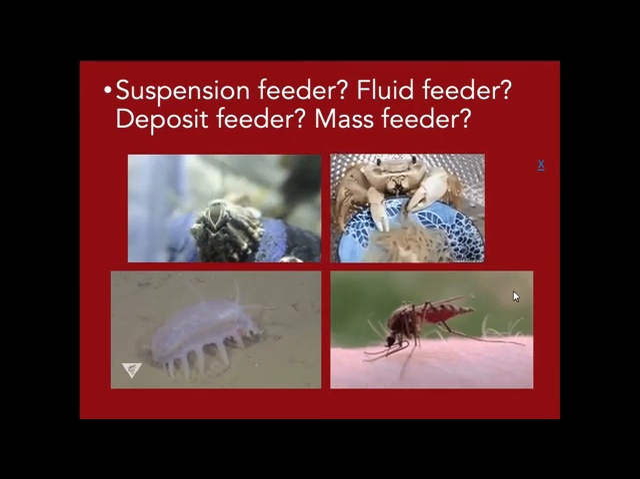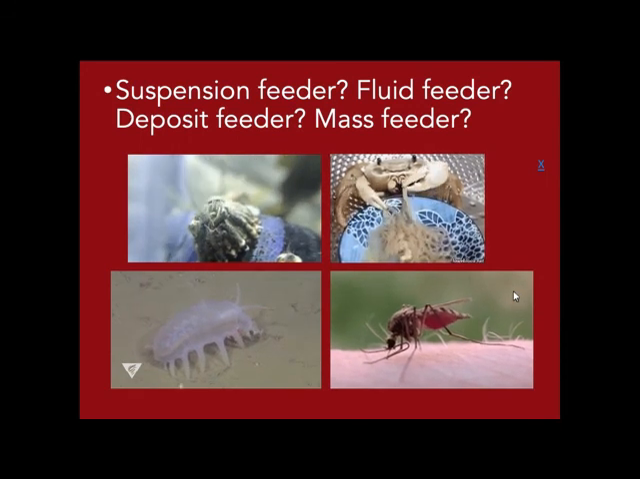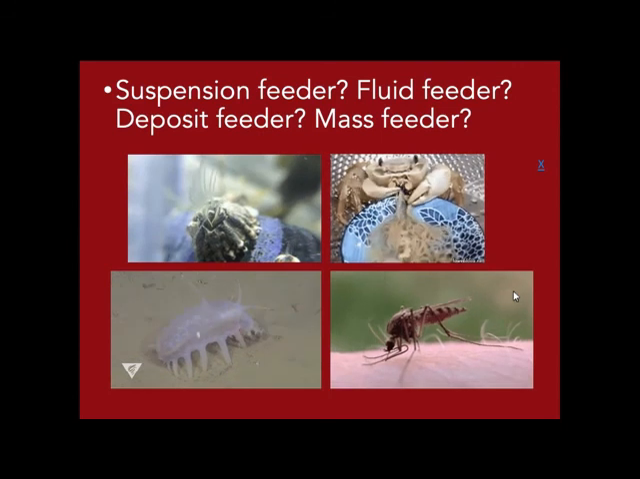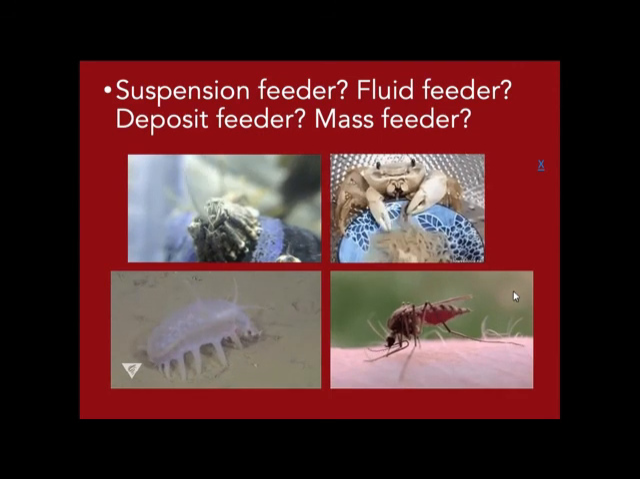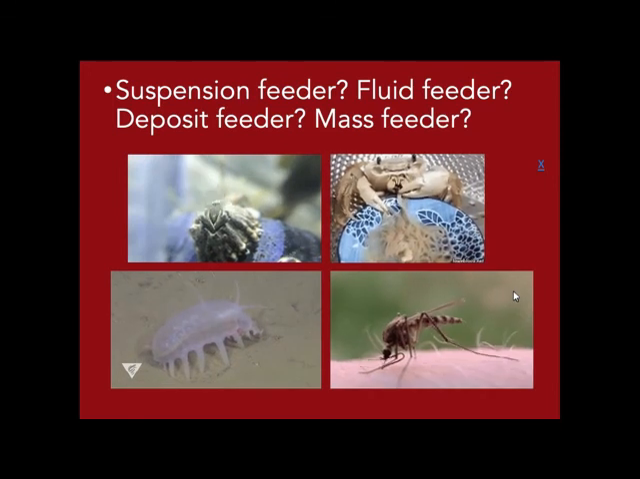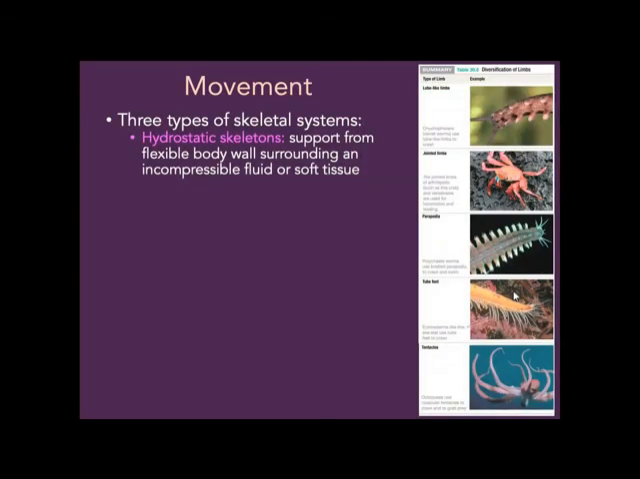All right, in terms of movement, there are three basic types of skeletal systems. So a hydrostatic skeleton is a way of supporting a body without any kind of hard structure. Instead, you have a flexible body wall that surrounds an incompressible fluid or a soft tissue. So it's like having a water balloon. If you squeeze the water balloon around, you can make it long and skinny. And if you flatten it between your hands, you can make it short and fat.